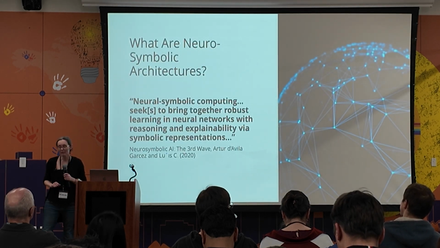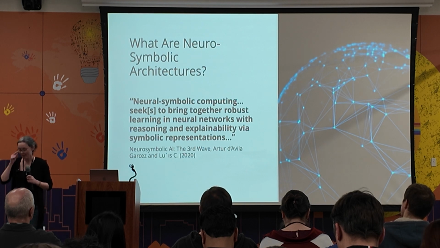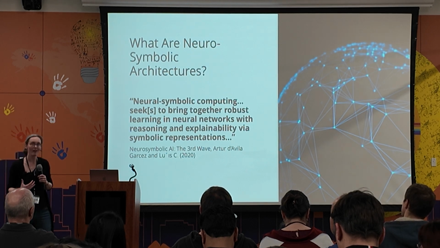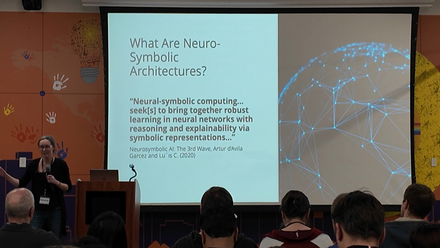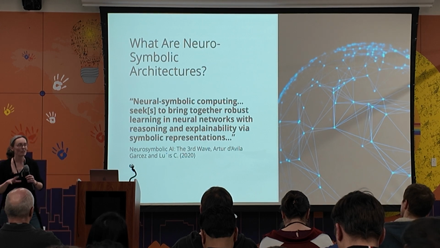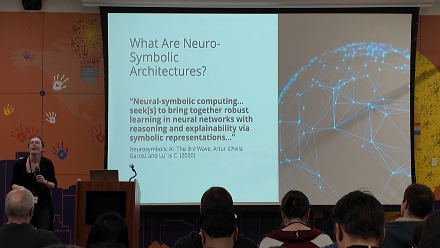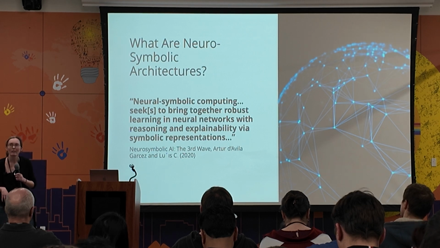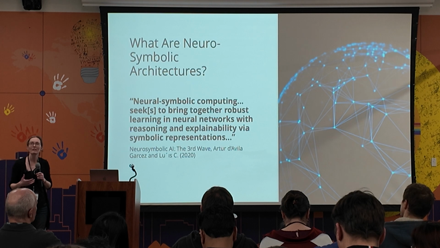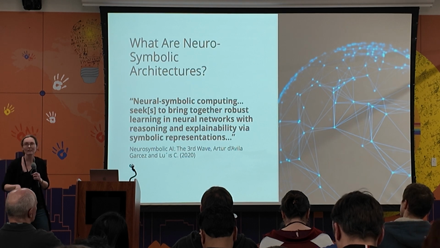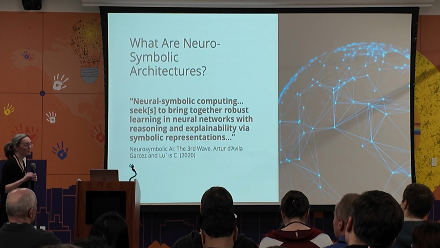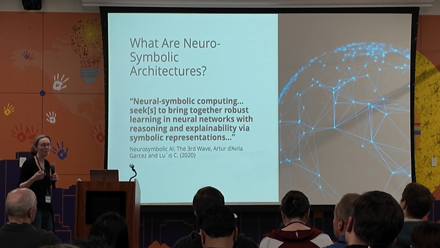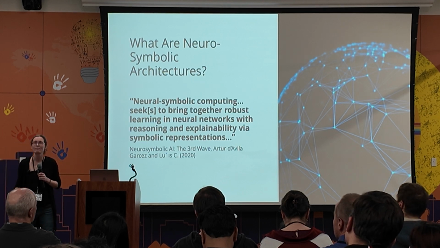Well, it turns out that in terms of how you do it, and this is a new discovery for me as well, there's a bunch of researchers who have been quietly working away on this for a really long time. And so they've put a lot of thought into this. And their definition of neurosymbolic computing is simply that it's something that seeks to bring together robust learning in neural networks with reasoning and explainability via symbolic representations, basically using reasoning engines.